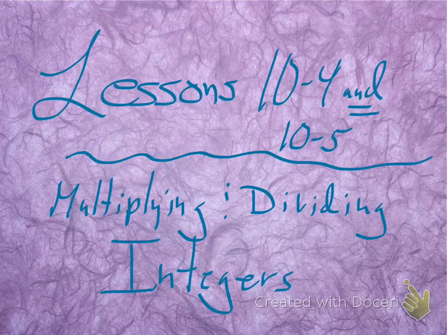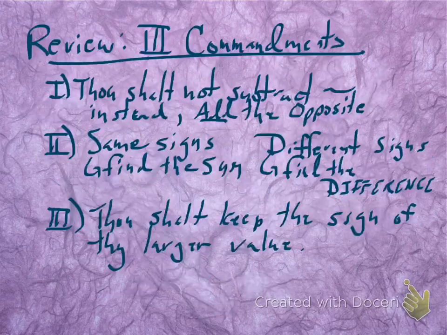So what we're going to do is take the rules that we learned before, the 3 commandments for adding and subtracting integers, and translate them into a new set of rules that are going to help us when we multiply and divide integers. So, put your seatbelt on and pay attention real close because I'm going to try to make this as short a video as possible. You're really going to have to listen carefully.